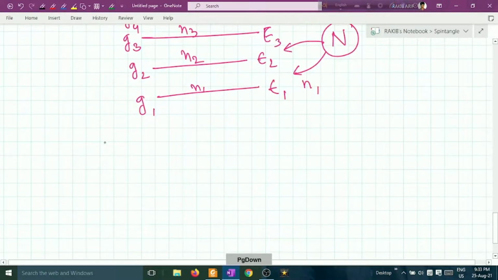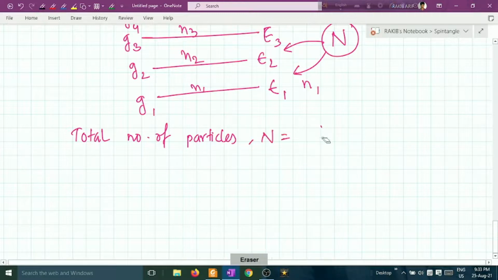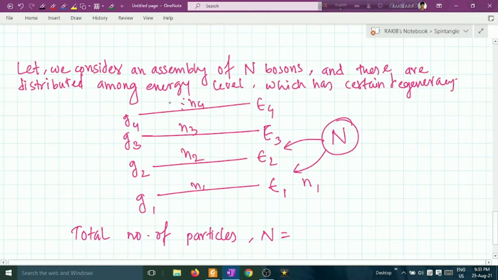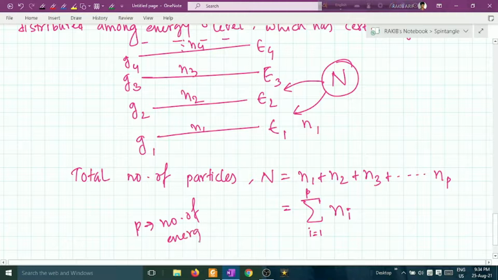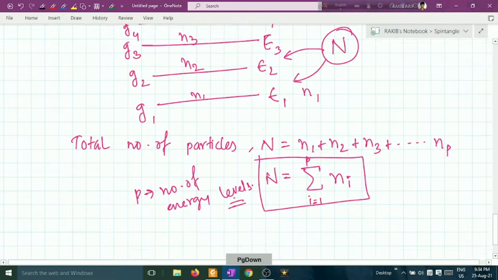So the total number of particles, say this is n, will be what? Say I have certain energy levels up to the last energy level. Therefore it will be n1 plus n2 plus n3 and so on up to some certain value, say p. This will be written as the summation of ni, i equals 1 to p, where p is the number of energy levels. So this is the total number of particles.